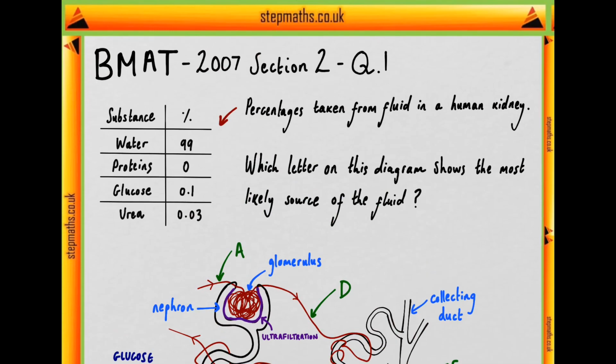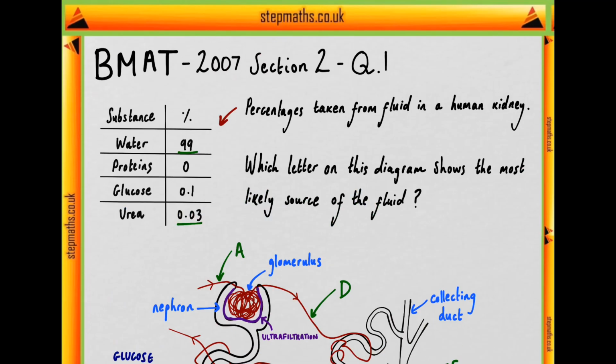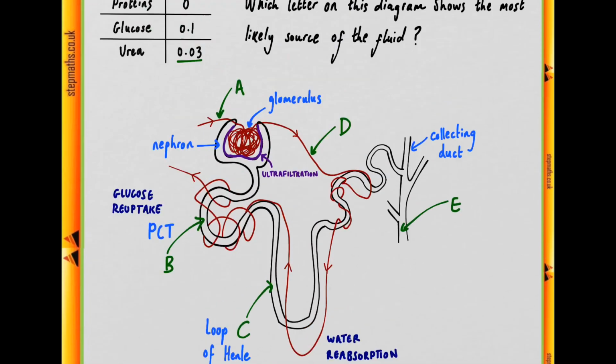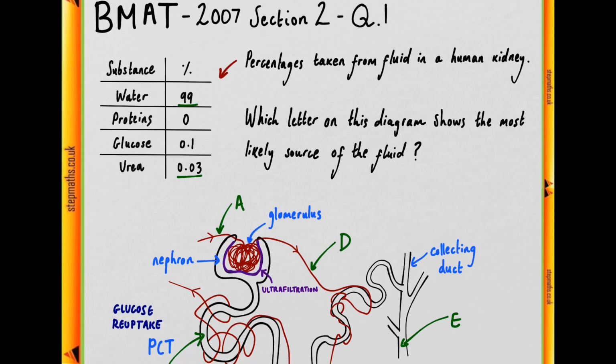So let's remind ourselves of what's going on in the table. We can see that we have a high water percentage, which is perhaps what we'd expect within the blood supply and the nephron at large. And we also have this percentage of urea. Now this doesn't especially help us unless we're already familiar with these relative percentages, which we're not. So the clues in this question come from two things.